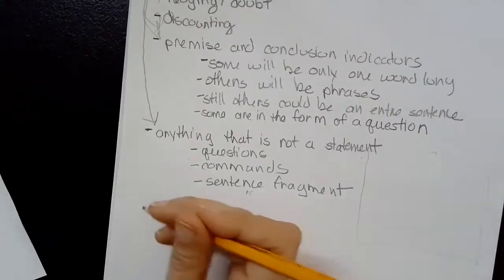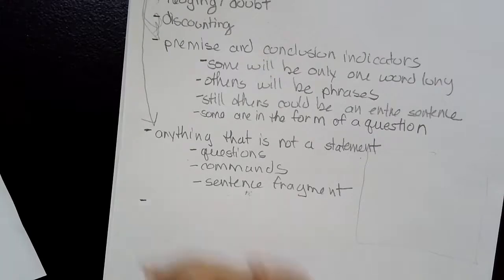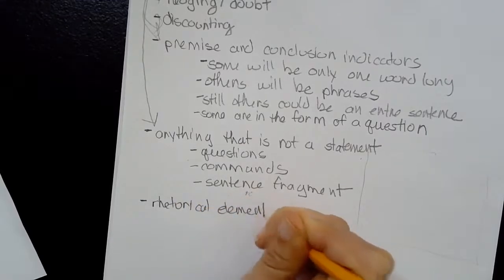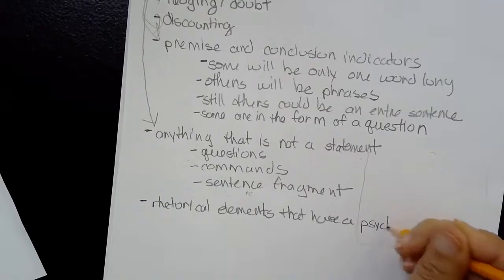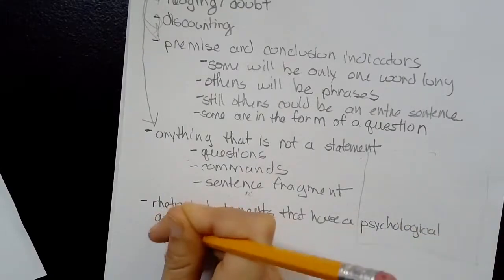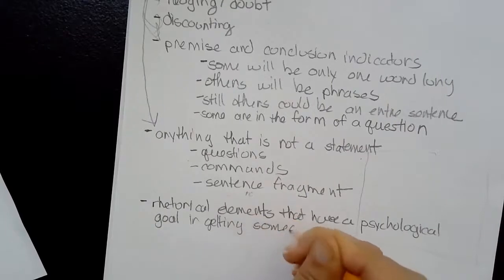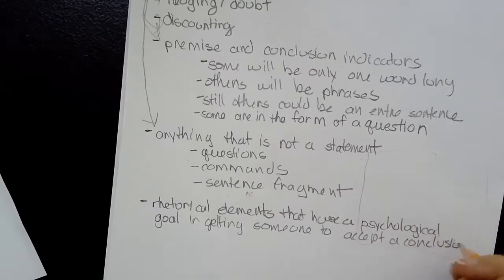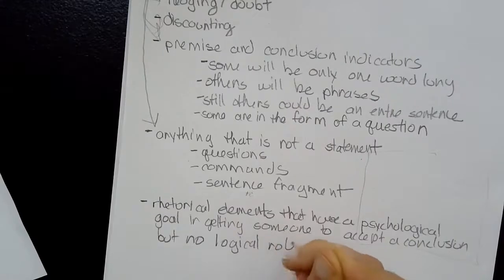Okay, another thing that was briefly mentioned, but I don't think you got any examples for, but you'll get examples for in this lesson, are rhetorical elements that have a psychological goal in getting someone to accept a conclusion, but no logical role.